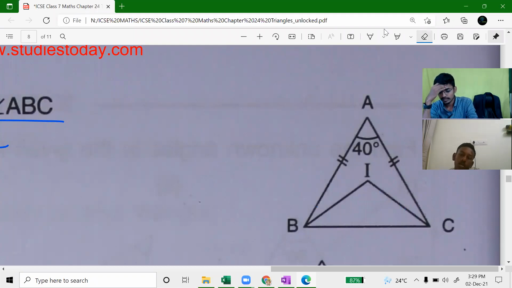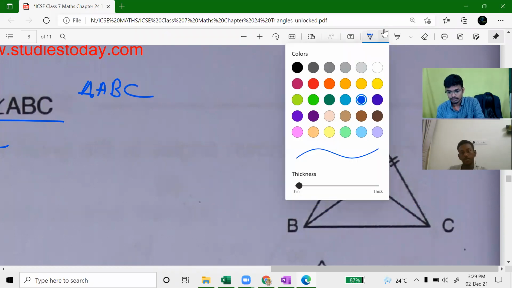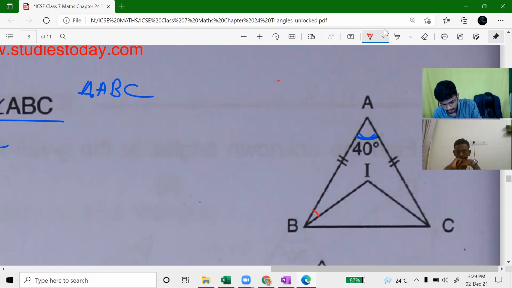First, tell me the name of the triangle. It is an isosceles triangle. It is triangle ABC. We know that if this is 40 degree, then can we find out this whole angle? Yes, sir. They are the base angles, right? If they are the base angles, we will consider them as X, X.